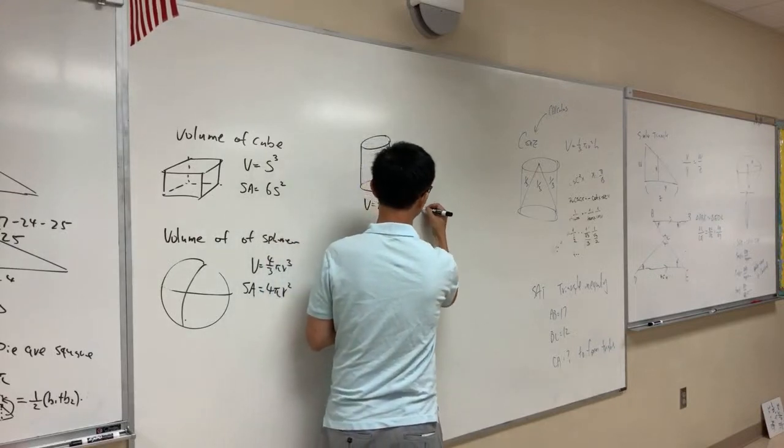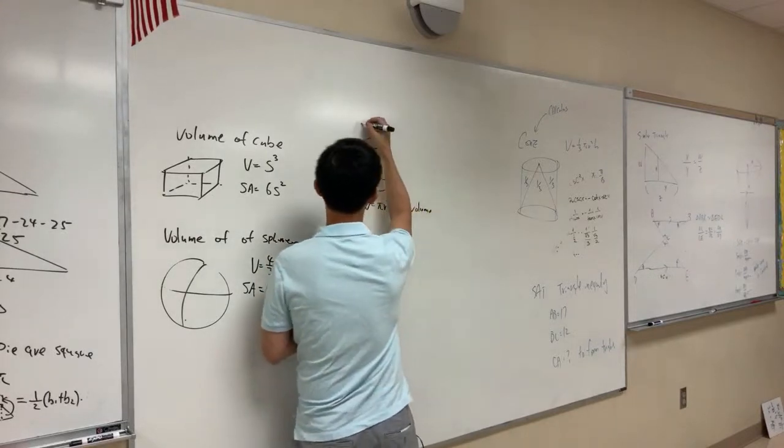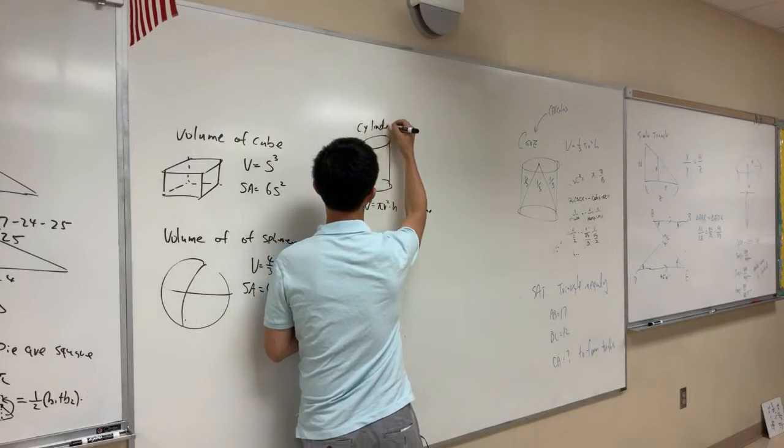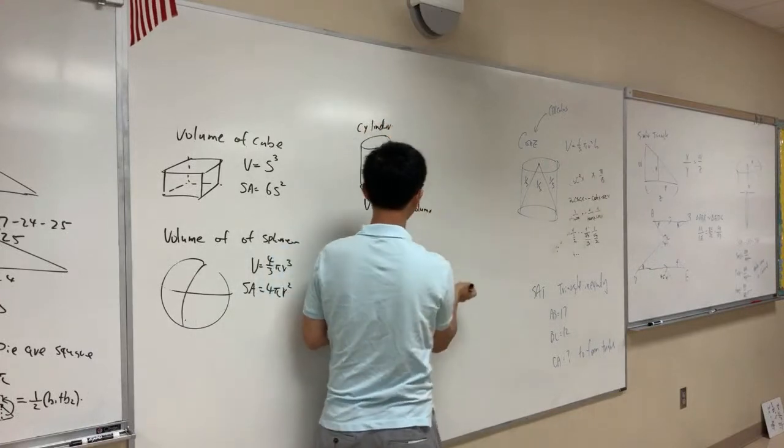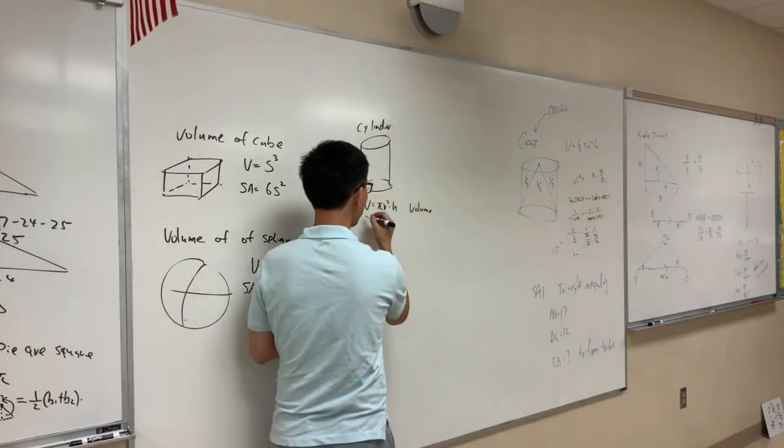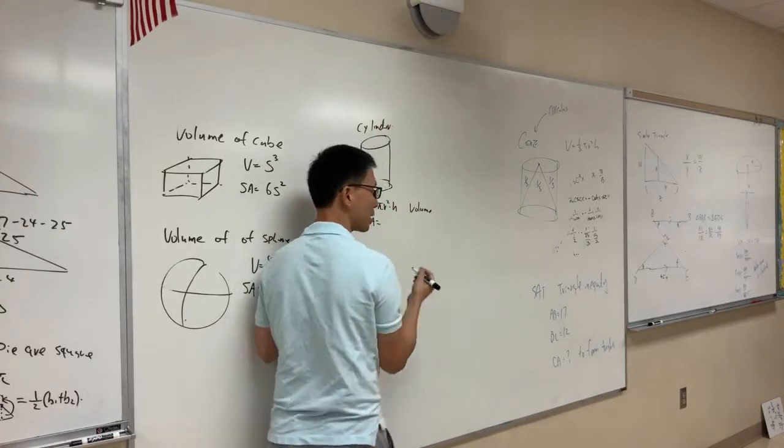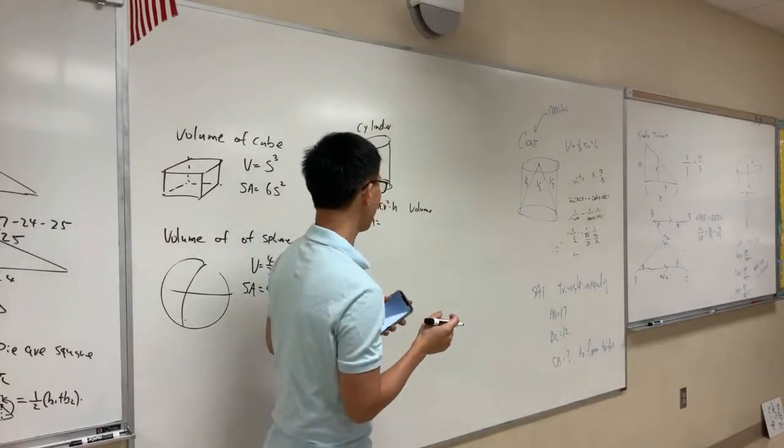Okay? So that's the volume of a cone. Oh, sorry, the volume of a cylinder. You can see why. There you go. Okay, so that's the volume of a cylinder. Now, the surface area of a cylinder, sometimes they test on the SAT, not too much, but it's very easy.